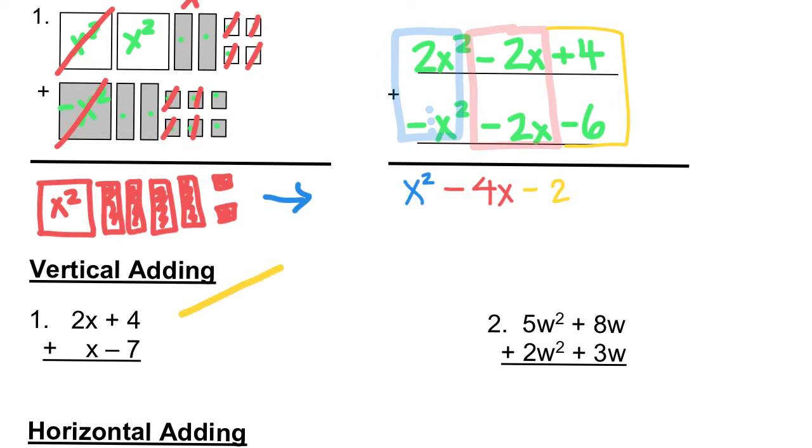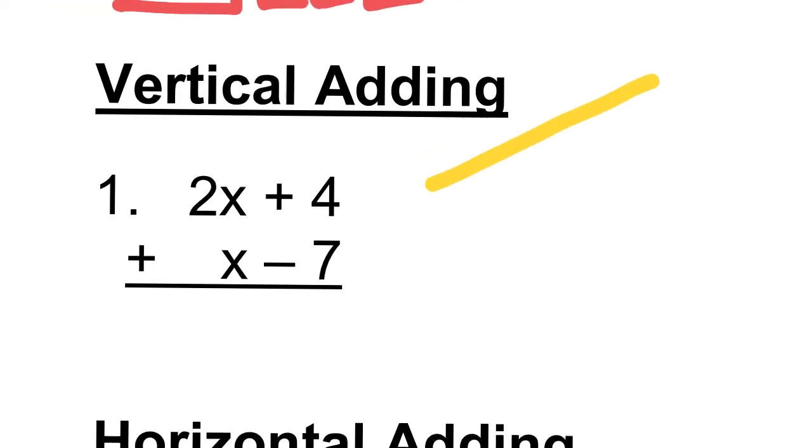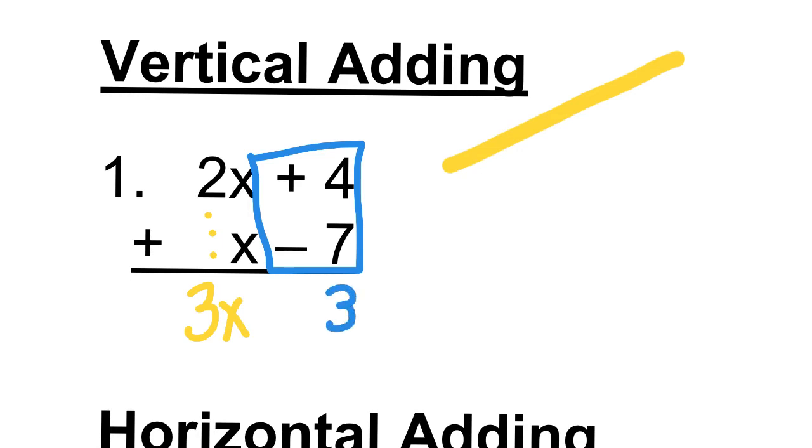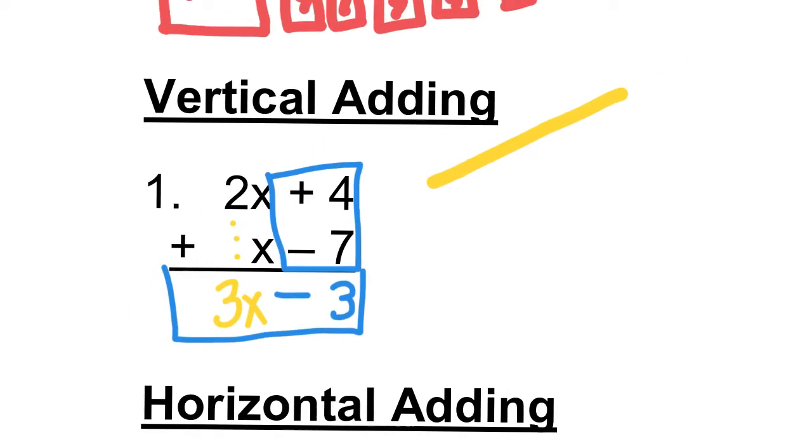So let's try some vertical adding. When we're adding these, remember there's an understood 1 here. We're adding the coefficients. So 2 plus 1 is 3. There's 3 x's, so 3 times x. For the next one, we have 4 minus 7. The signs are different, so we subtract. 7 minus 4 is 3, and we keep the sign of the greater number. So it would be 3x minus 3. Since there are no more like terms, that is the answer.